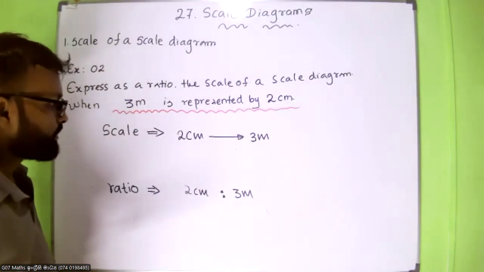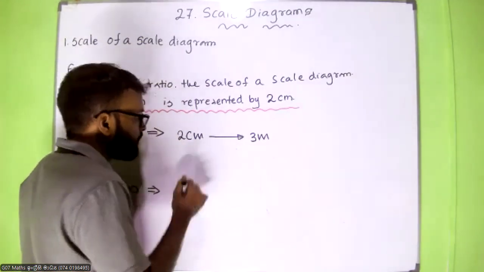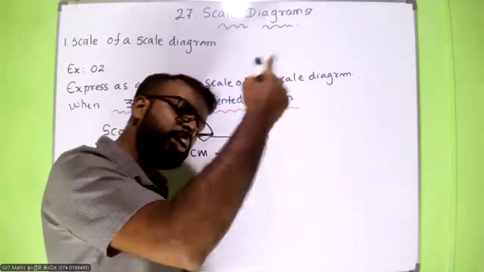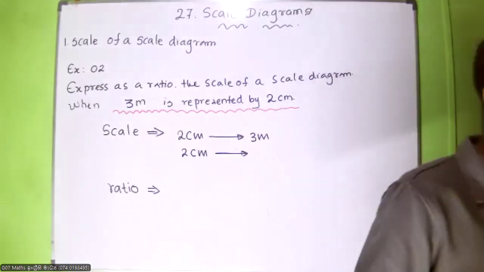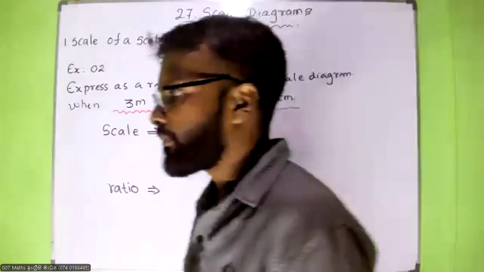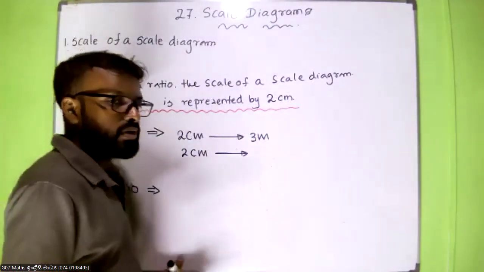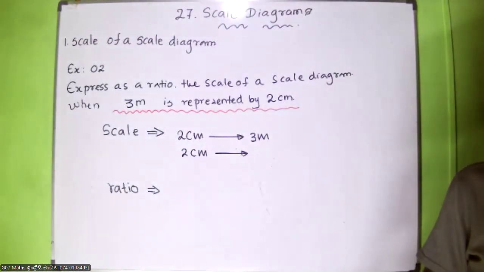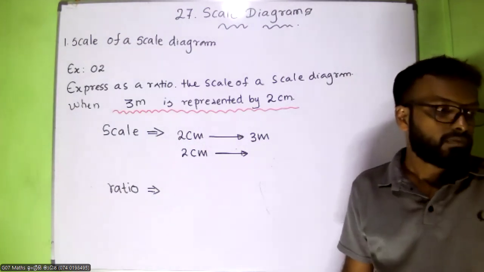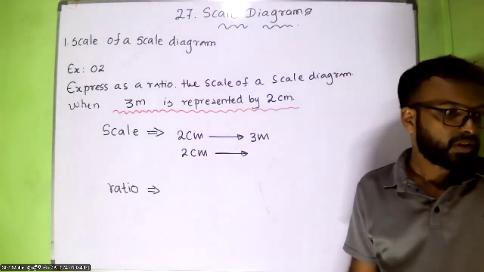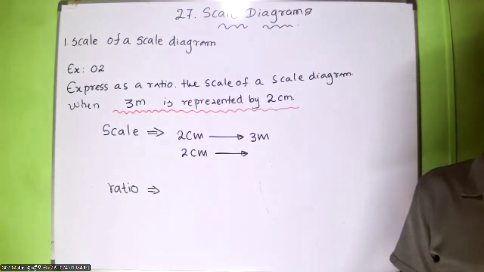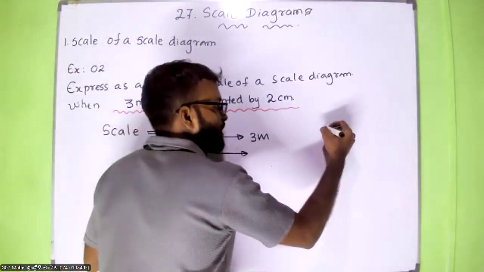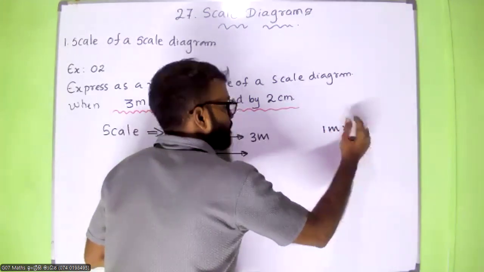So on this side you have 2 centimeters. How do you convert 3 meters into centimeters? For 1 meter, how many centimeters are there? Tell me again. How do you convert 3 meters into centimeters? By multiplying by 100. Yes, sir, multiply by 100.